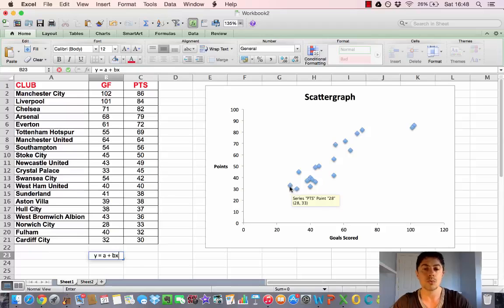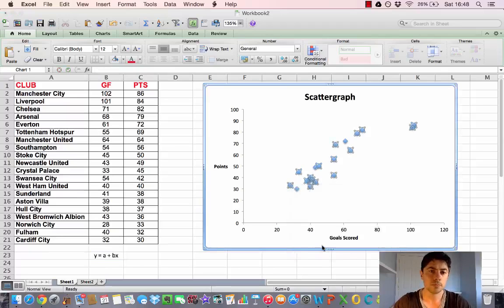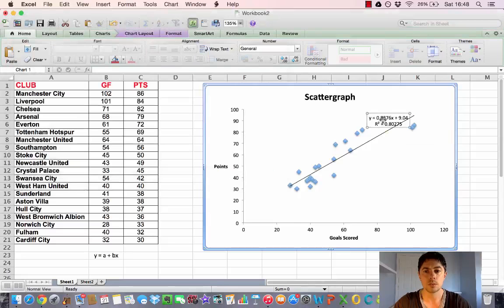So we just right click on any of the data points, go to add trend line. And once you've gone to add trend line, here we could go to options and display equation on chart and display R squared value on chart. So I'll just drag this.